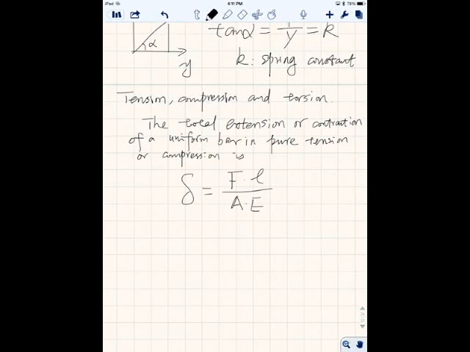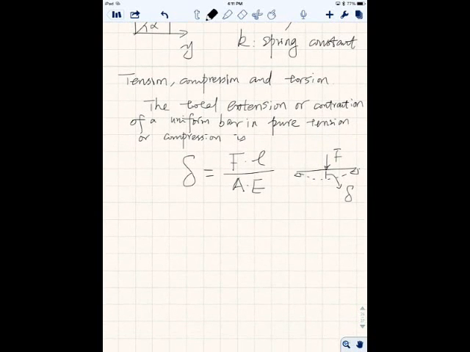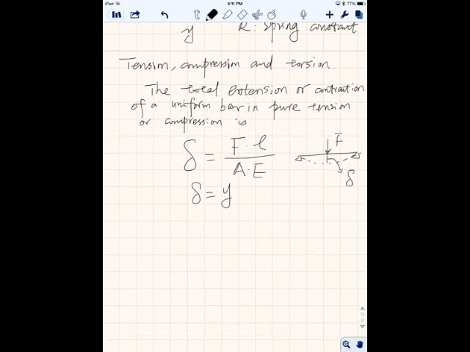So this is when you have a beam that's under loading and the force is applied. The maximum displacement is called delta. So F times L divided by A times E is how the total displacement is defined. And we also know the displacement is in the y direction, so we can also say delta is y.